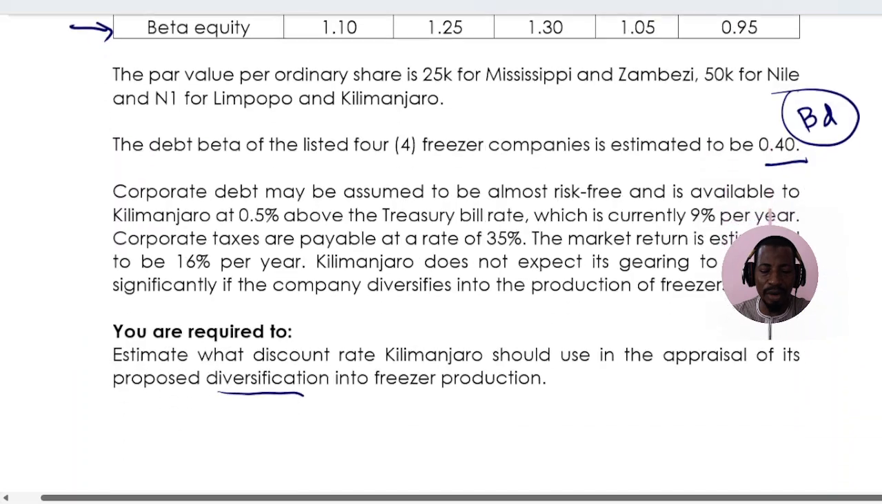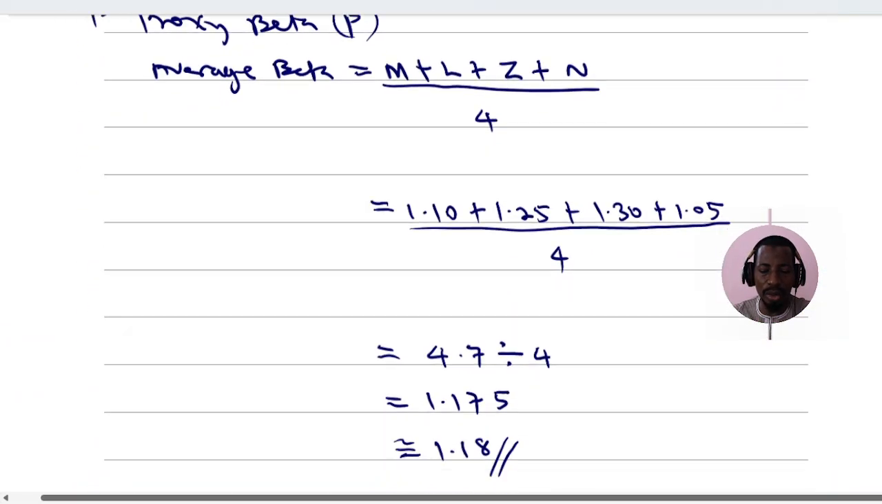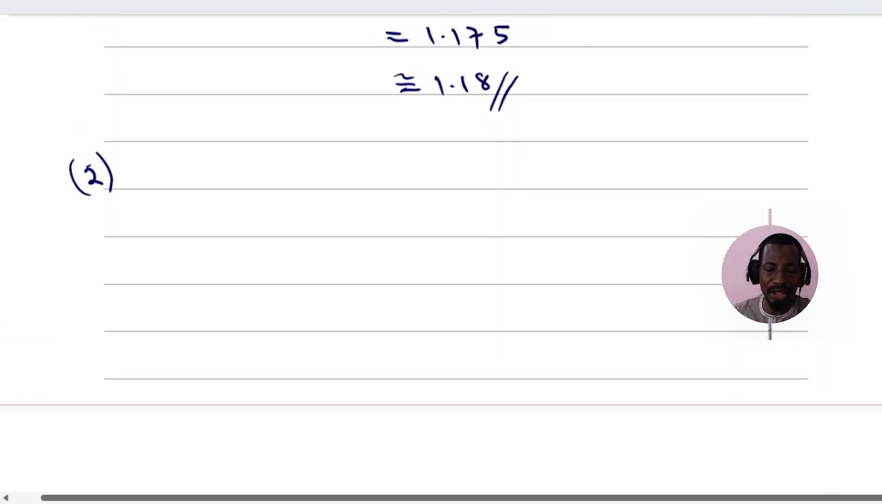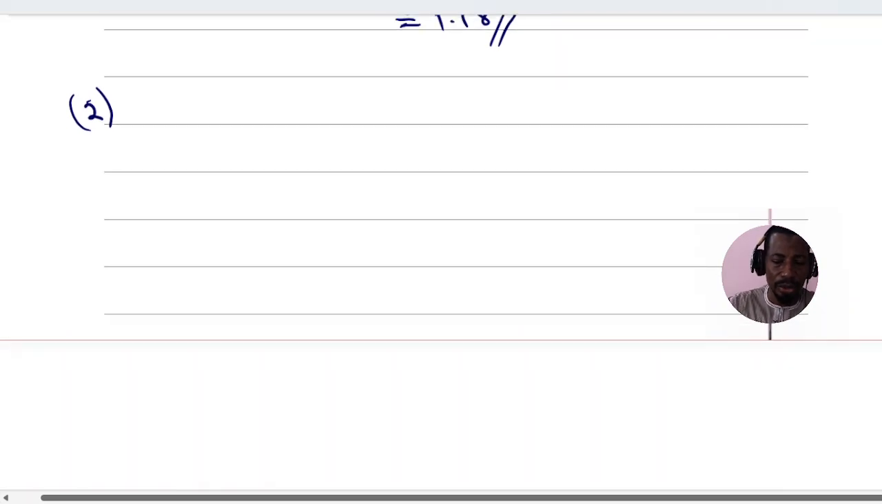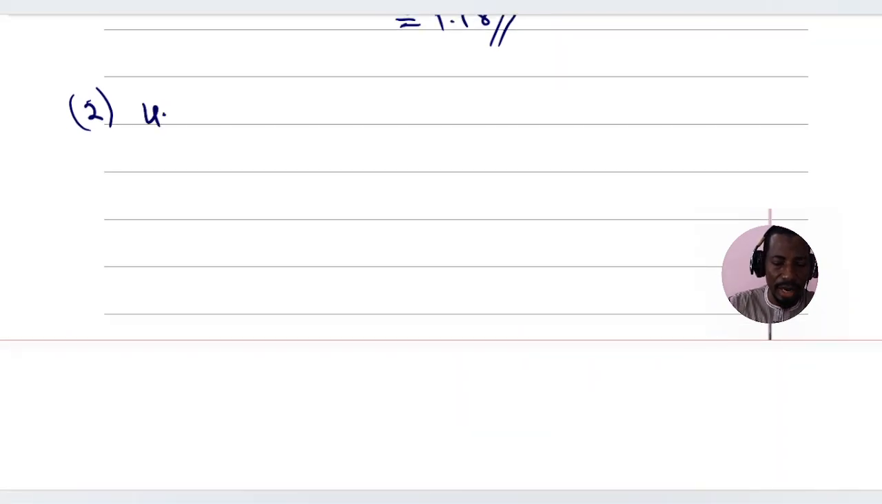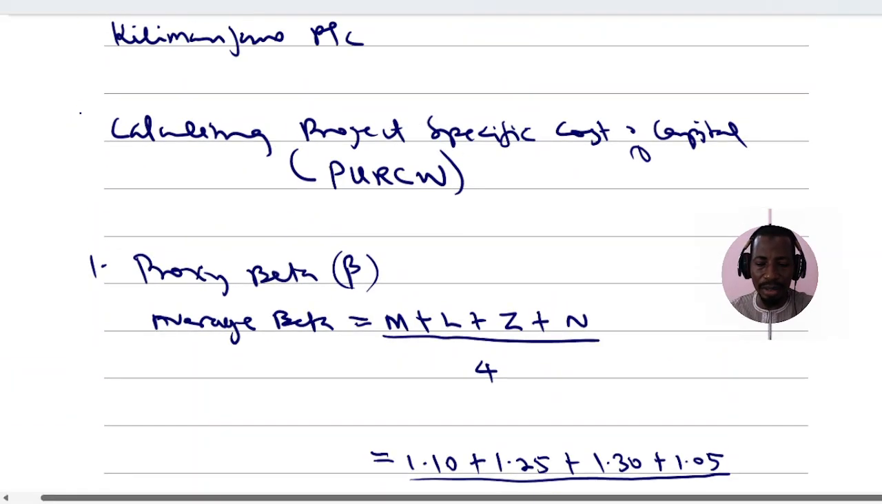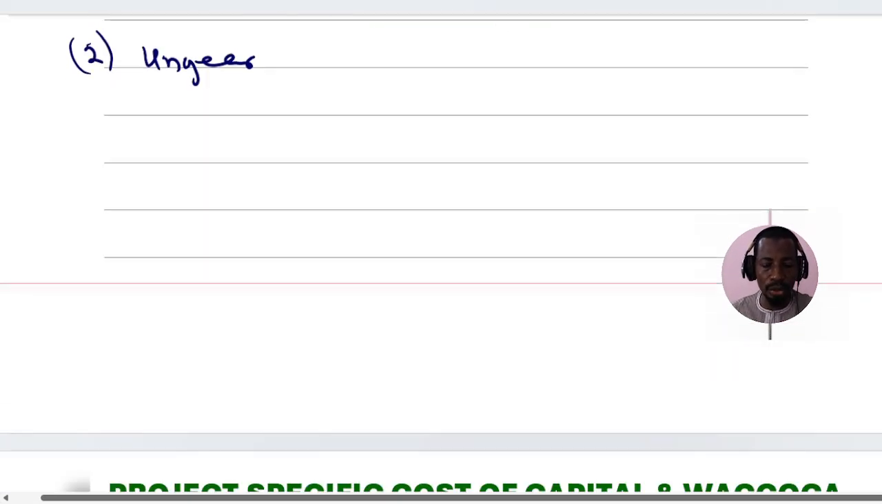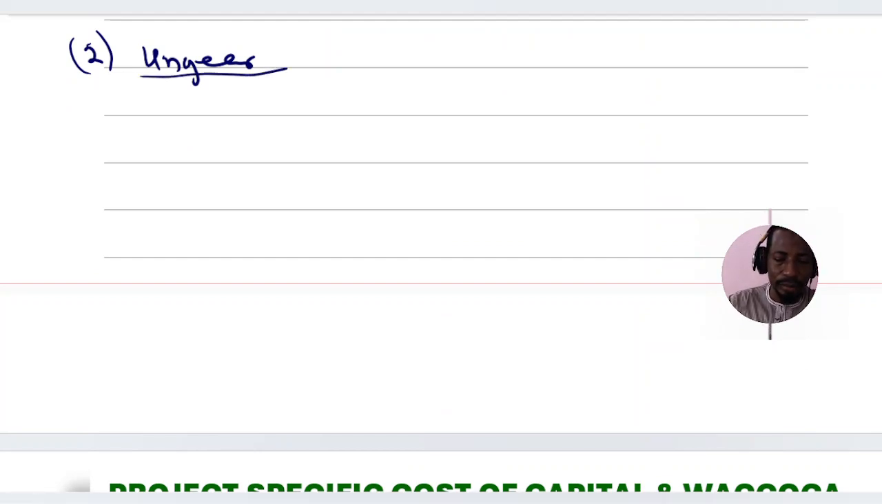Since the beta of 1.18 is geared, I need to ungear it to remove the financial risk. So I would then say ungear. Remember, from our acronyms, we have done with P. Now we want to do U, which is ungear, in order to remove the financial risk. Before I put down my formula, to ungear, I need to calculate beta asset, which measures only business risk.